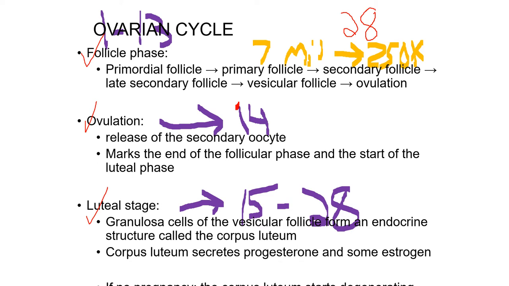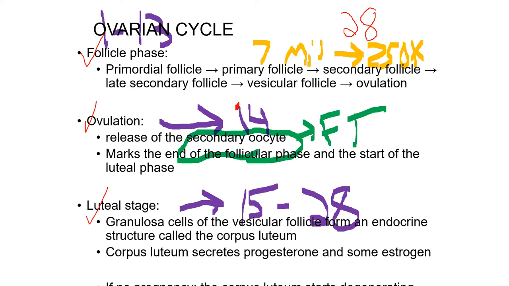So now at this point, we have an immature egg, and hopefully those fimbriae from the fallopian tube swung it towards the fallopian tube and grabbed onto it. So now we have an egg inside of the fallopian tube. I'll put FT for fallopian tube. Okay, from there, the next 2 weeks are called the luteal stage.